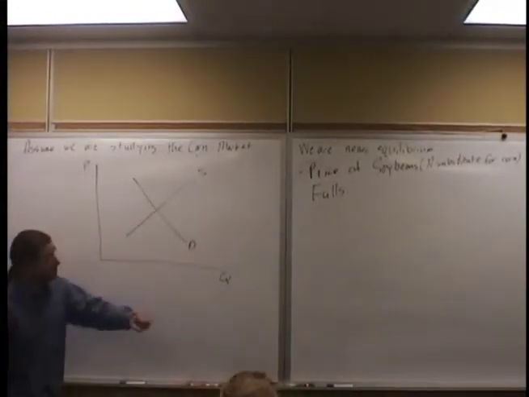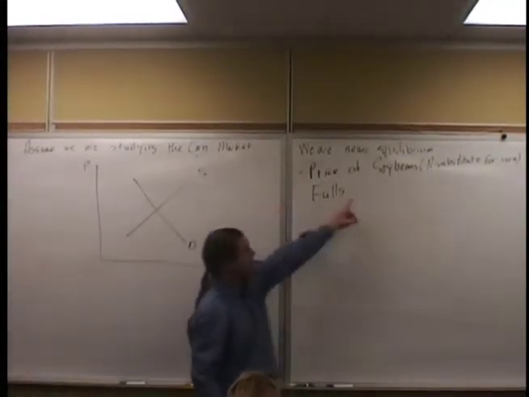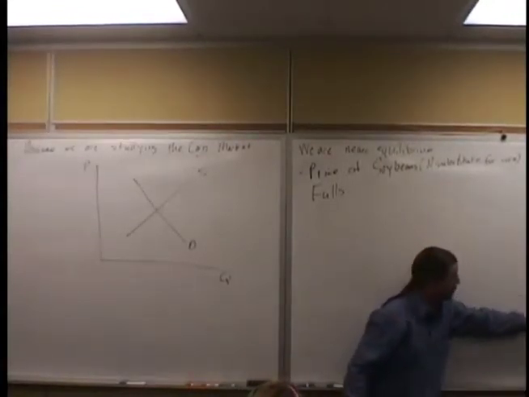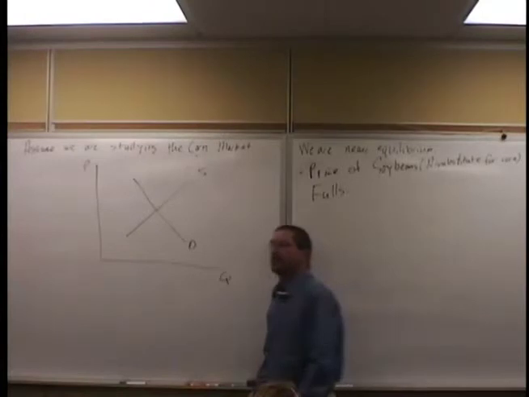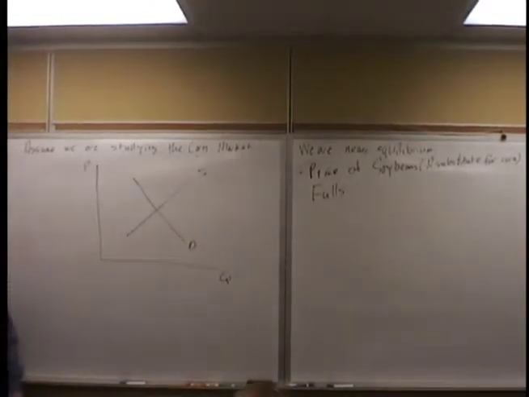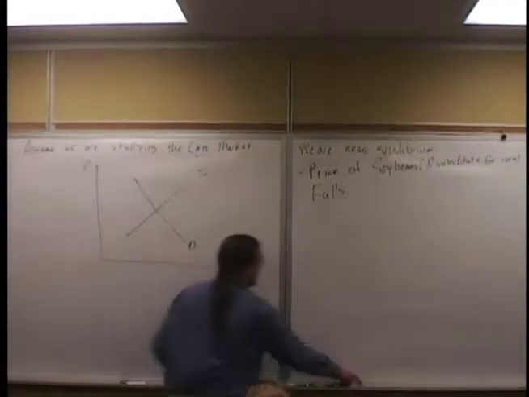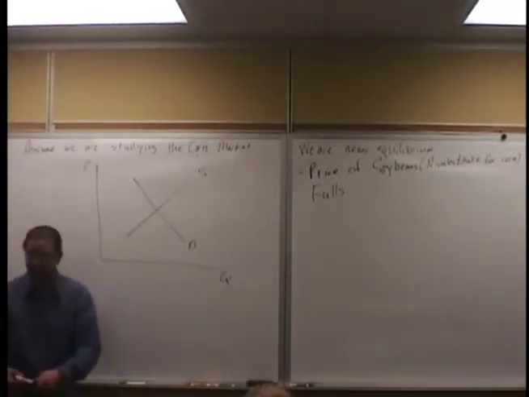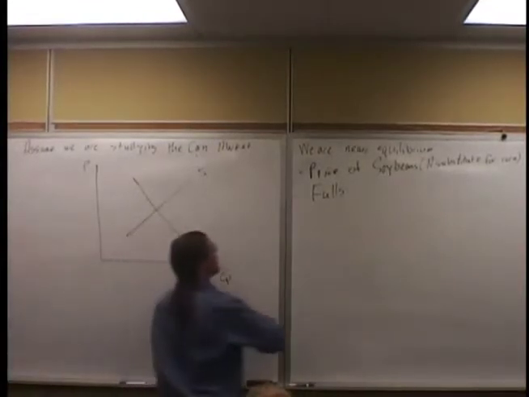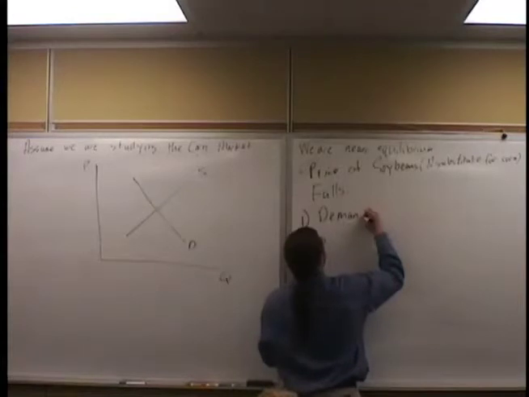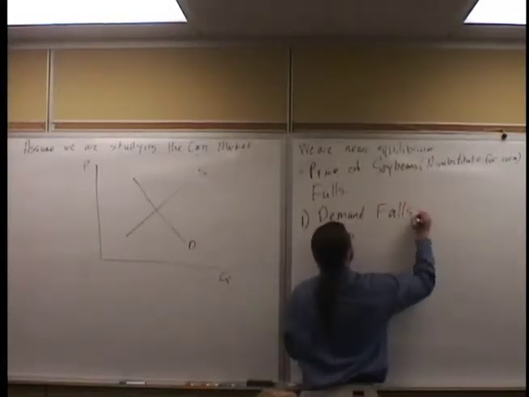All right, so again, you look at the change. The price change of a substitute. The substitute's price change is over here on the demand side. So demand is changing. Is demand going up or down? Demand will fall because the substitute is cheaper. Therefore, we will buy the substitute. We will buy less corn. So here, our first step is demand falls.